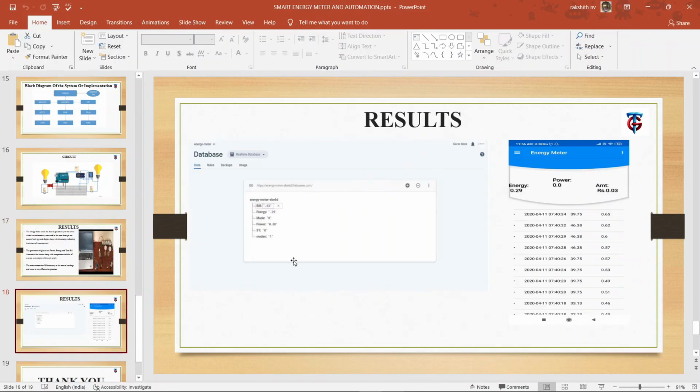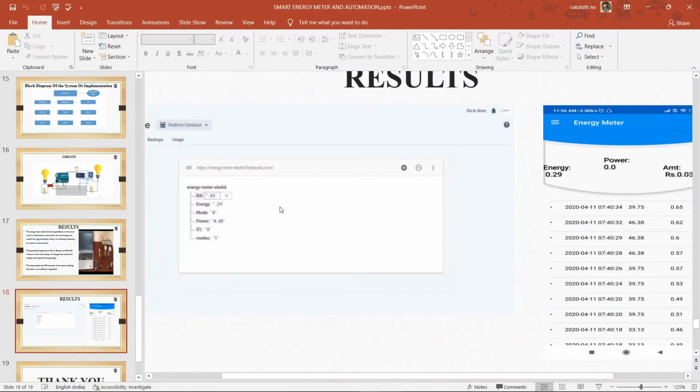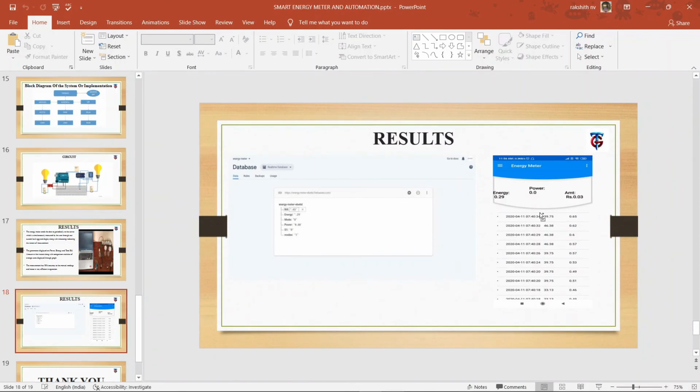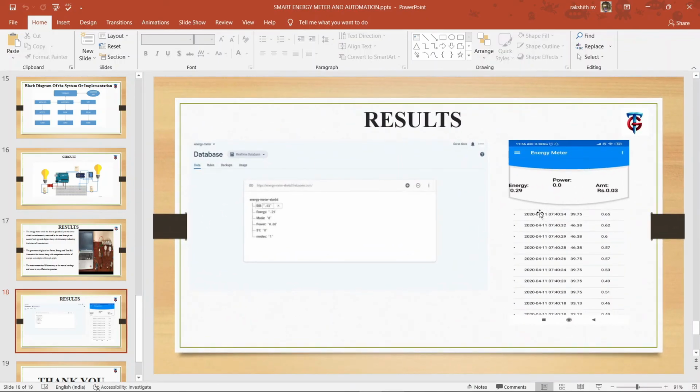And this is the data that is being pushed to Firebase. This is how it appears. The energy meter is the bucket, in which there are different fields, and it will be updating the values instantly. And on the right side you can see the app, the Android app which is made by us. It will have the energy, power and the amount.